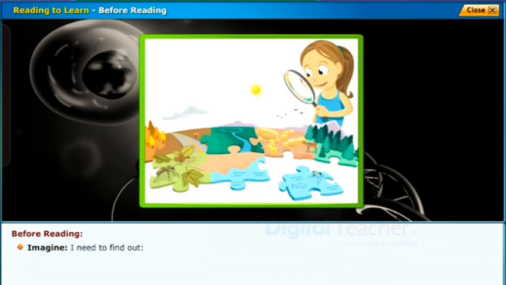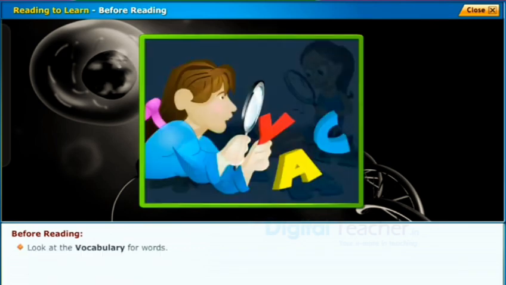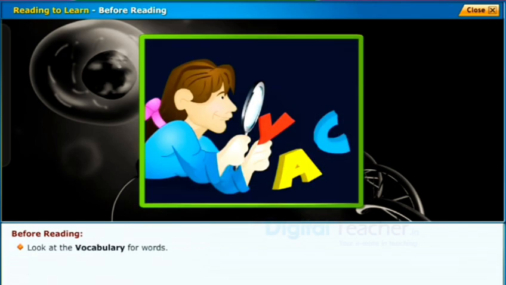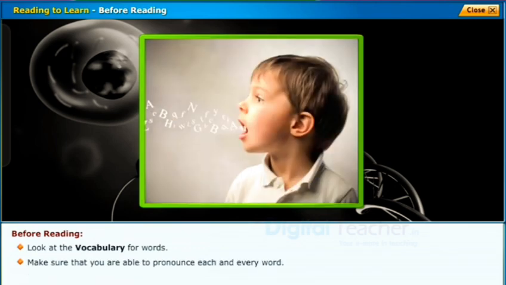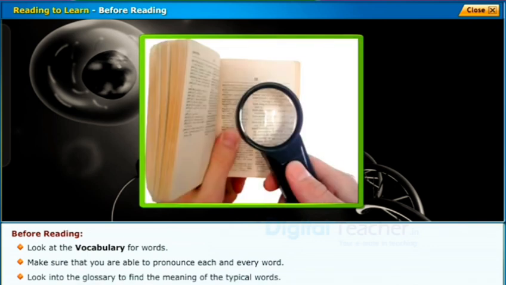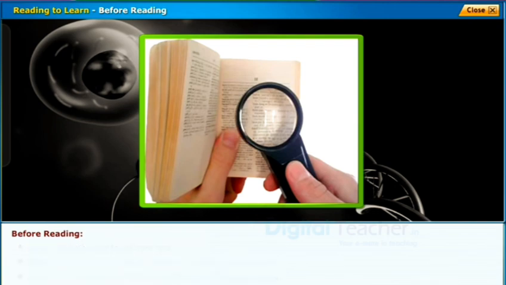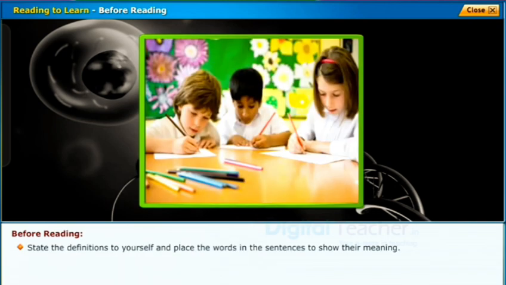Imagine, I need to find out what the parts of an ecosystem are and how these ecosystems are organized. Look at the vocabulary words. Make sure that you are able to pronounce each and every word. Look into the glossary to find the meaning of the typical words. State the definitions to yourself and place the words in sentences to show their meaning.